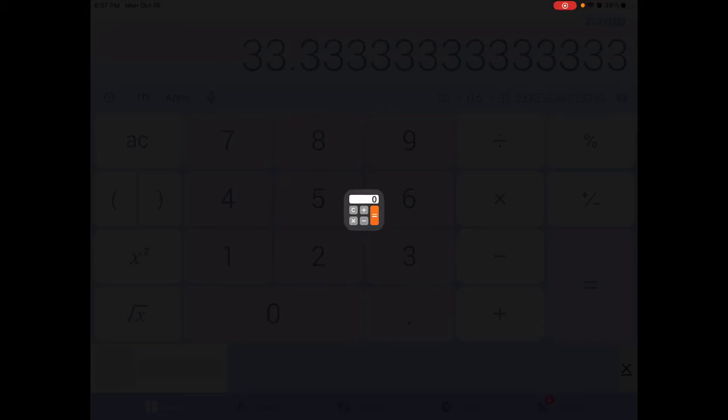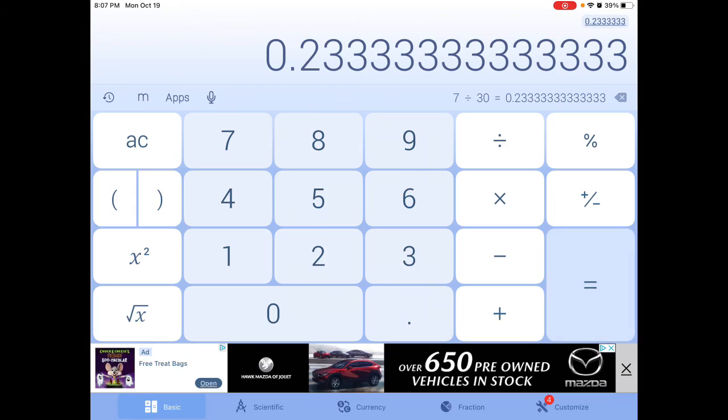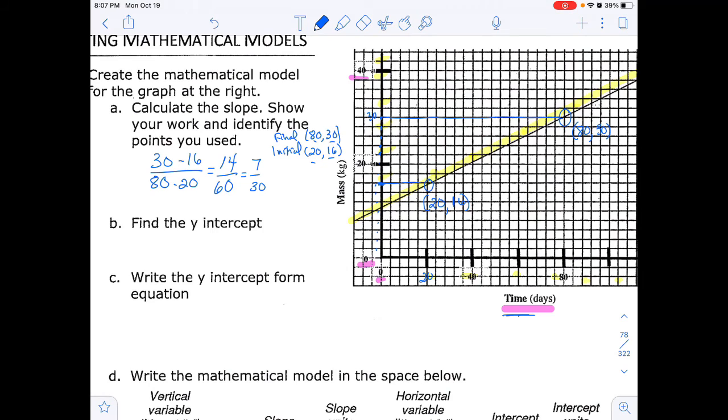Take out your calculator. 0.233 repeating. So every day that goes by, this thing grows 0.233 kilograms, so a fraction of a kilogram, but that could be about a pound.